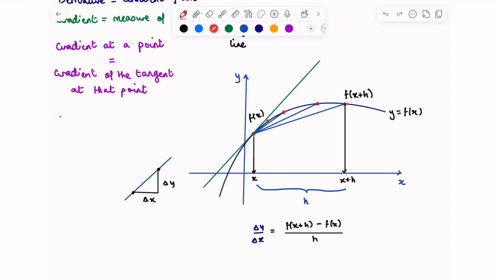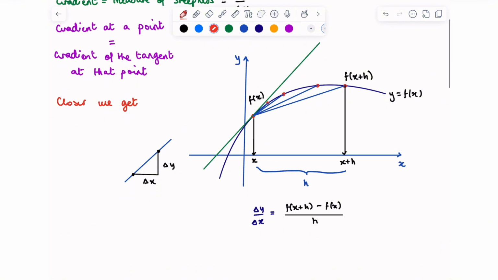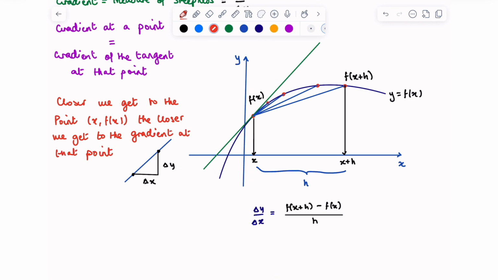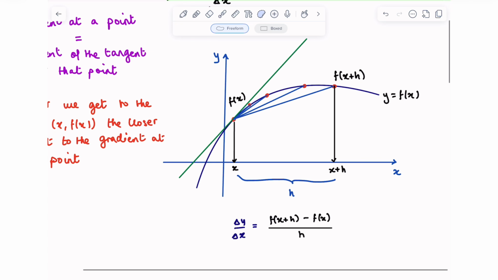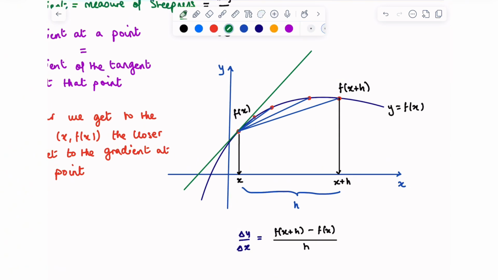So let me just pen that down. The closer we get, so this is the main key intuition of the derivative. The closer we get to the point x, f of x, the closer we get to the gradient at that point. So it's a very key intuition right here. So how can we represent that mathematically? Notice what is happening is that we're actually moving this point closer to the x point. In other words, we're shrinking the value of h.